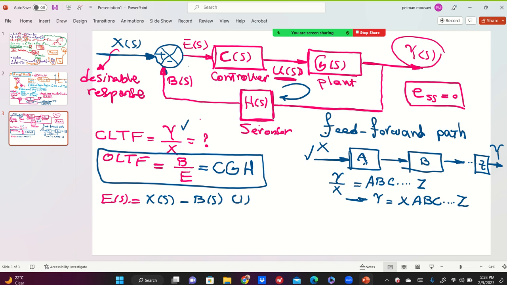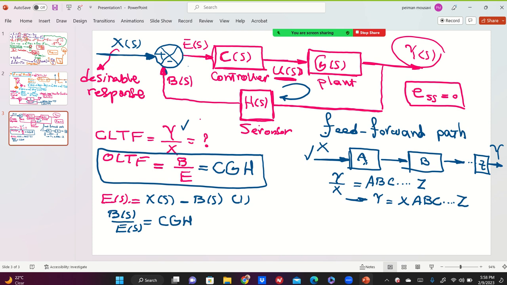Relation number 1: B of s over E of s, which is the open loop transfer function, is how much? C, G, H. Yes or no? Okay.